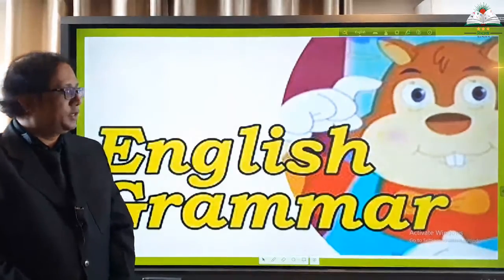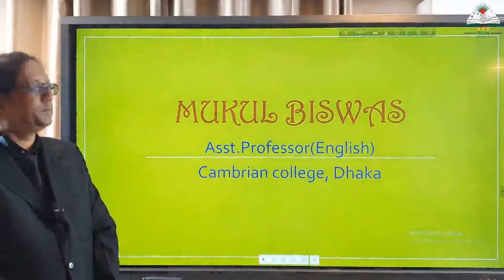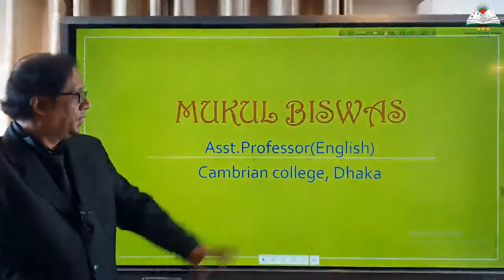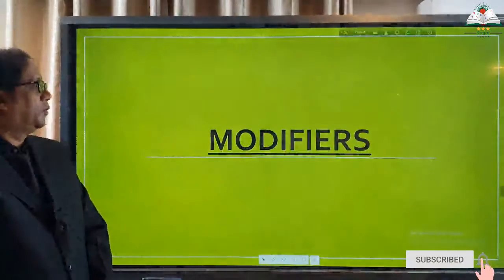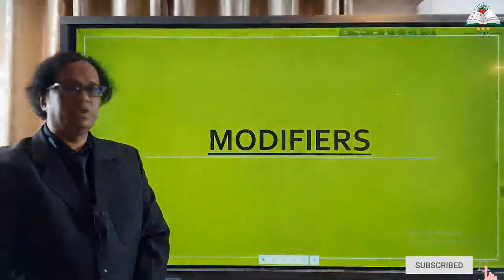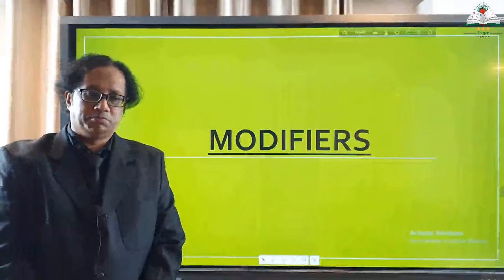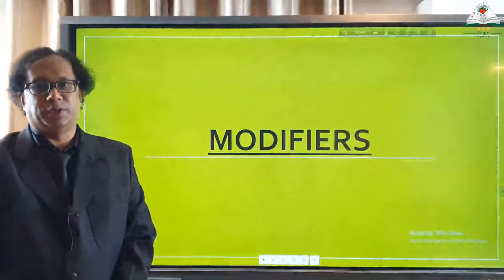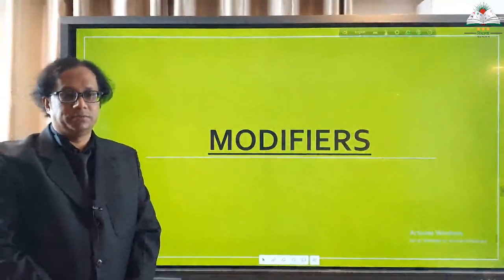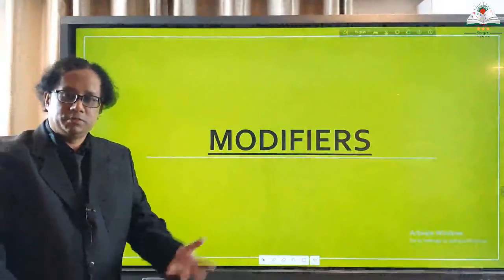So it's me again, and this is an English grammar class, and I am Mukul Bishash, Assistant Professor of English, Cambridge College, Dhaka. Today's topic is very simple: modifiers. Why do I say very simple? Because in the previous class, I told you about modifier and modification, what a modifier is and the uses of modifiers. We use it to give some extra information about something. So you will have a recap today about pre-modification, and today we will learn about post-modification. Are you ready? If you are ready, we can start.